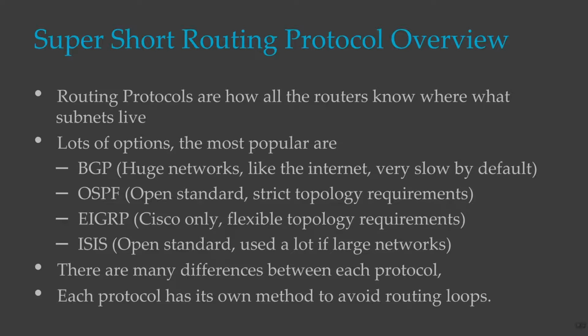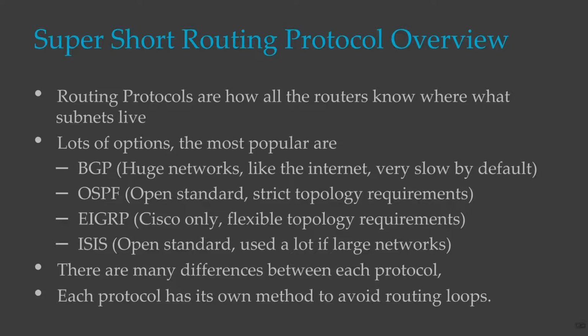So we're going to go over a short overview of the routing protocols. So the routing protocols are how the routers know where all these subnets actually live. There's lots of options. The ones you're most likely to run into are BGP. It's really good for huge networks like the internet. By default, it is very slow, taking several seconds or even several minutes to propagate a change.